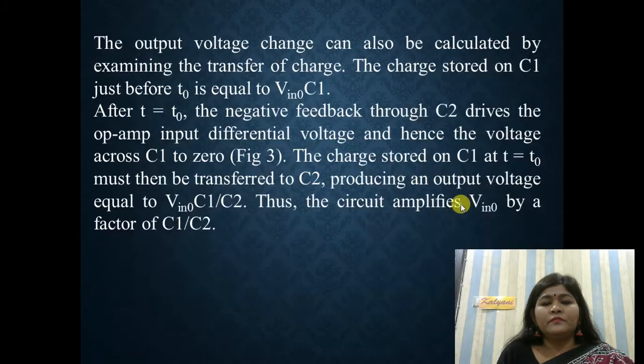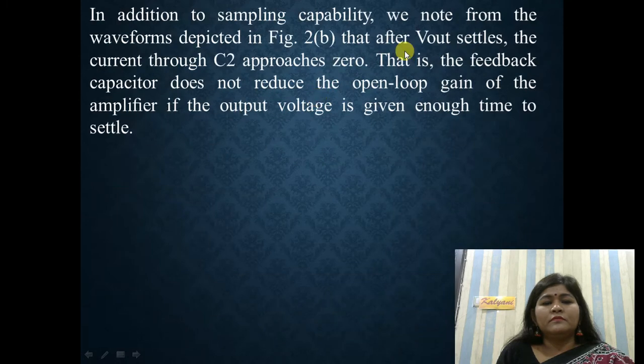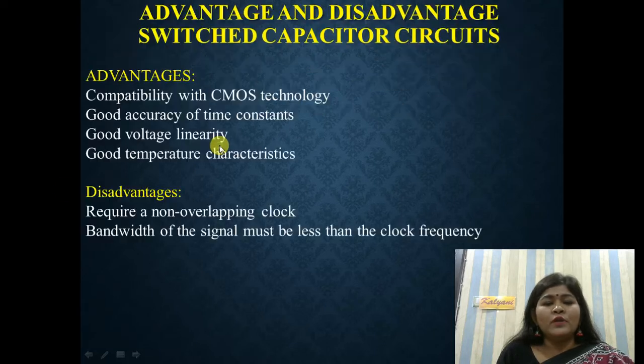In addition to sampling capability, we note from the waveform shown in the figure that after the output voltage settles, the current through C2 approaches 0. That is, the feedback capacitor does not reduce the open loop gain of the amplifier if the output voltage is given enough time to settle. So this is the basic working principle of the switch capacitor circuit, and this circuit has some advantages and disadvantages.